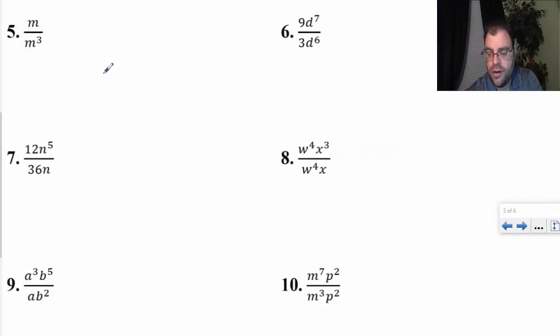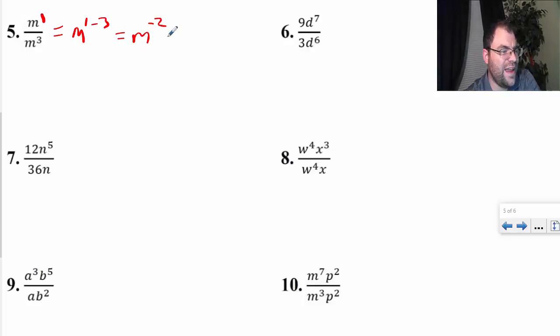Alright, we're on number 5 now. This is m over m cubed. Remember that if you don't see an exponent, the exponent is 1. So this top one is m to the power of 1. I seem to have lost my pen here. Maybe I'm not. Let's see what happens. So we're going to say this is equal to m to the power of the top power minus the bottom power, so the 1 minus 3. That, we should remember, 1 minus 3 is negative 2. So it's 1 minus 3, which is negative 2.